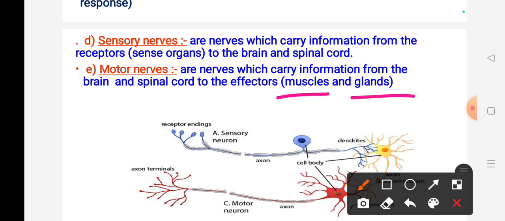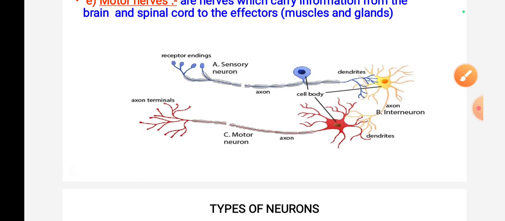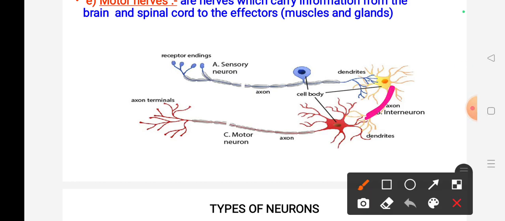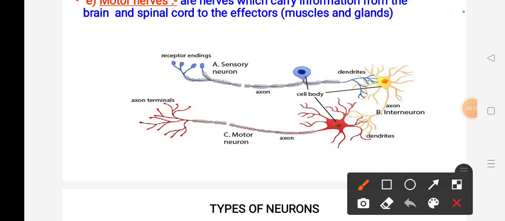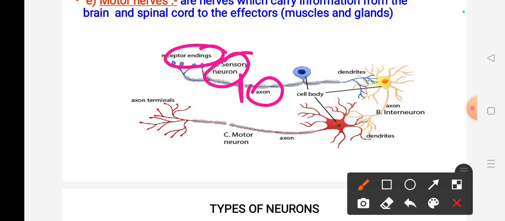Muscles and glands. Then here they have given a structure of two neurons, showing how they are interconnected. With the help of dendrites, they are interconnected. Some different structures are also given. Receptor endings are present in sense organs. This is a sensory neuron. The middle gap you are seeing is a synapse. Axon, where it comes from the cell body. Here some dendrites are there, and those dendrites are connected to another neuron.